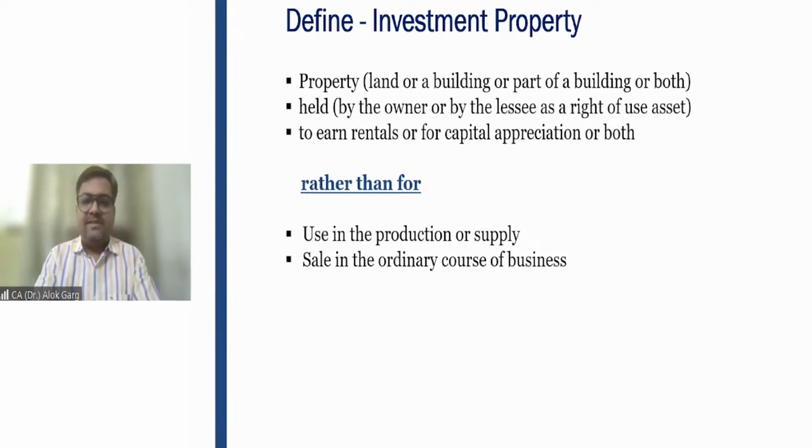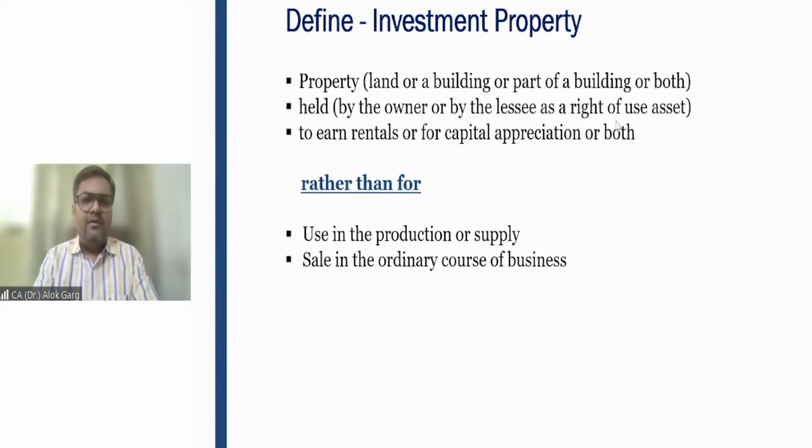Land and building, two assets held for two purposes. What could be the two purposes? Held for rental or capital appreciation. Do you remember that PPE definition? When I talked about the PPE definition, I gave you one exception or exemption. Do you remember the definition part?